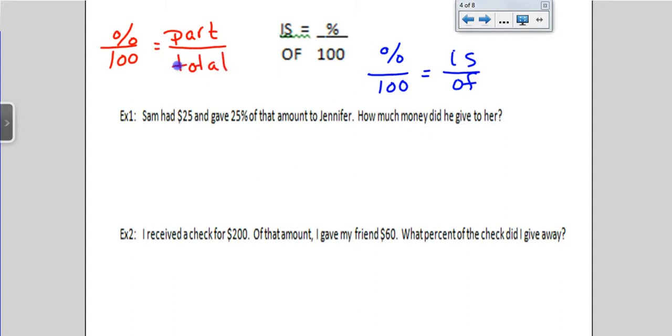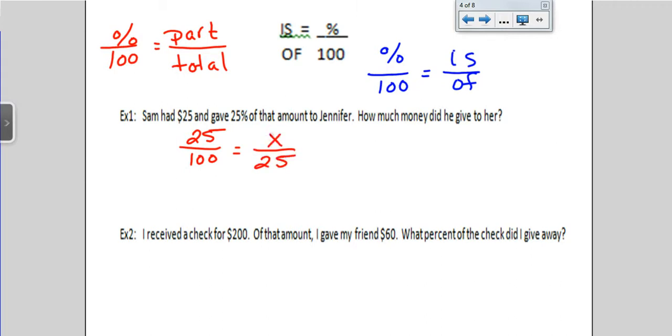So it's going to depend on the type of problem, but let's look. Sam had $25 and gave 25% of that to Jennifer. How much money did he give to Jennifer? Well, we can go ahead and use this part over whole proportion formula. 25% is what he's going to give to Jennifer. And $25 is all the money he has, so that's his total amount of money. So it's going to go on the bottom here.